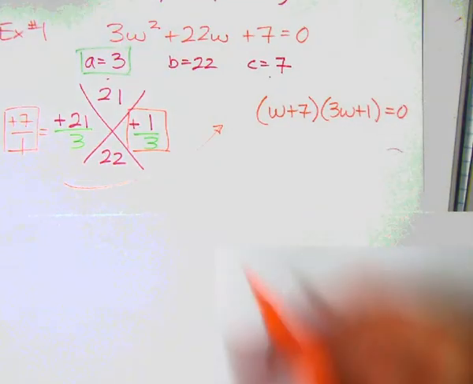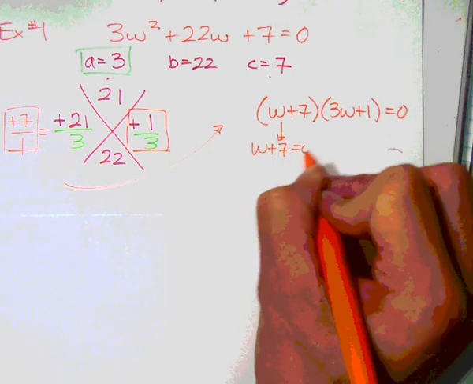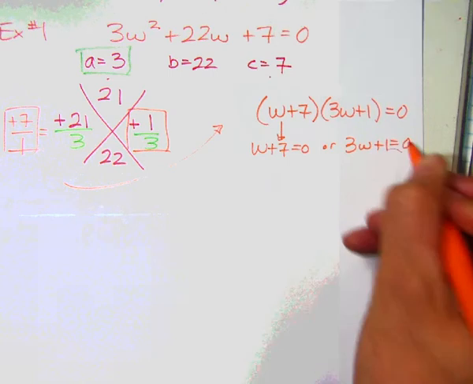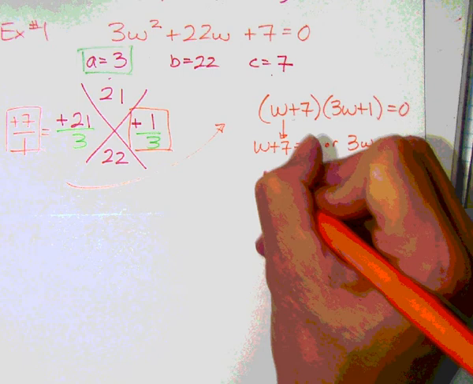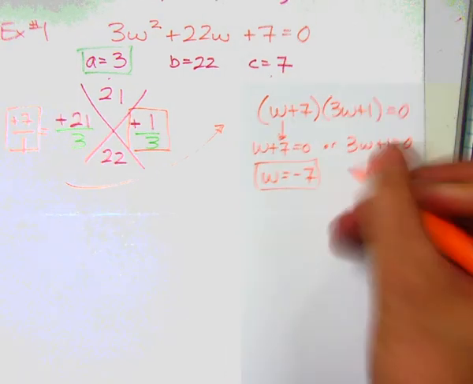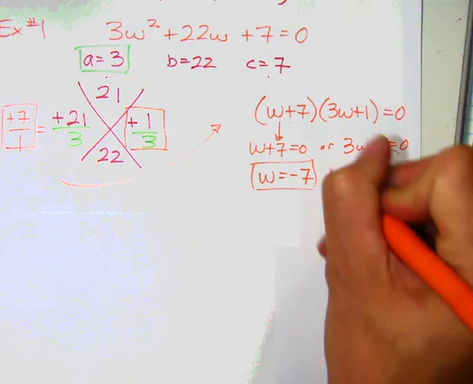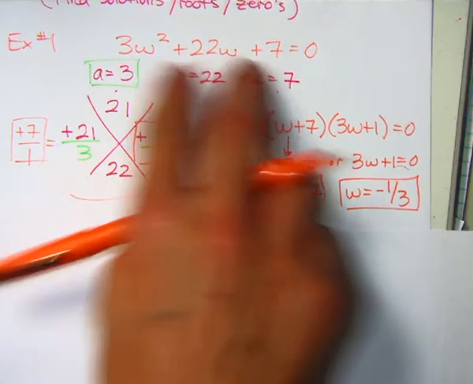All right, so I want to know when will w plus 7 equal 0, or when will 3w plus 1 equal 0. You can review how to solve one-step equations, but our answers here are going to be negative 7, you can use mental math there, and the other answer is going to be negative 1 over 3. There are shortcuts to that, but those are my two solutions. When I plug them in, it will equal 0.